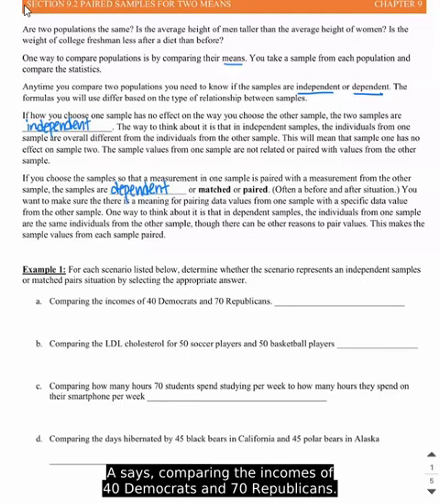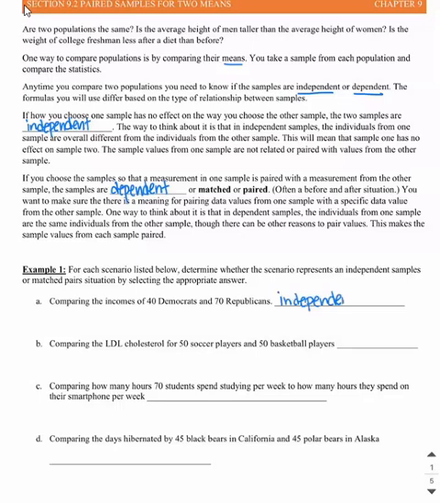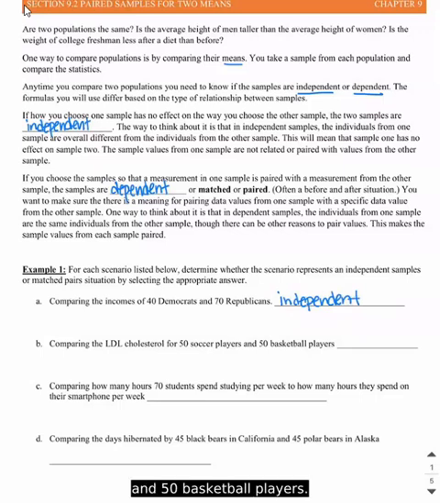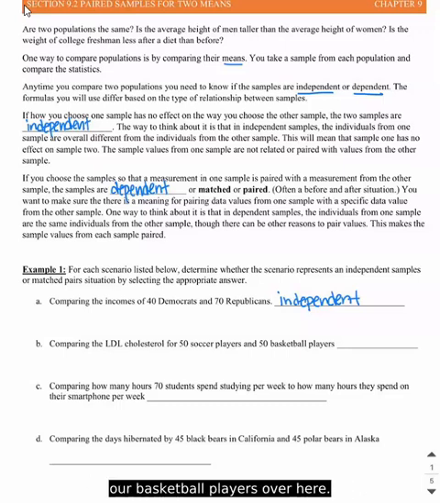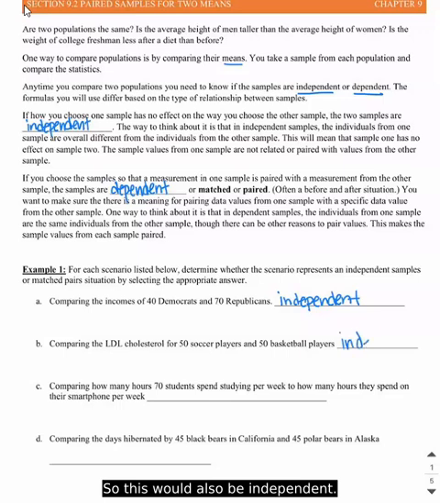So A says comparing the incomes of 40 Democrats and 70 Republicans, right? These really are not matched together, right? They should be independent samples. So I'll just put independent. Then B says comparing the LDL cholesterol for 50 soccer players and 50 basketball players, right? And these really should come from two different populations, right? We have our soccer players over here, our basketball players over here. It's not really a before or after in terms of comparing the cholesterol. So this would also be independent.